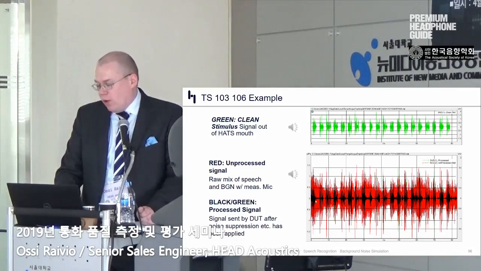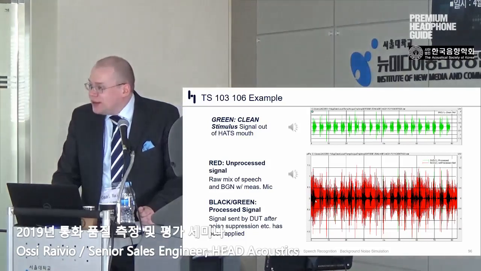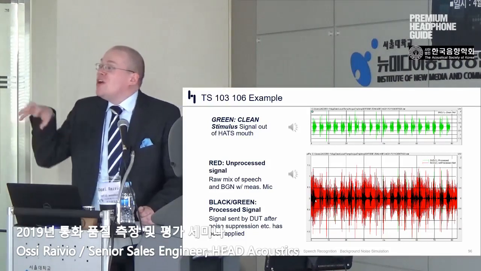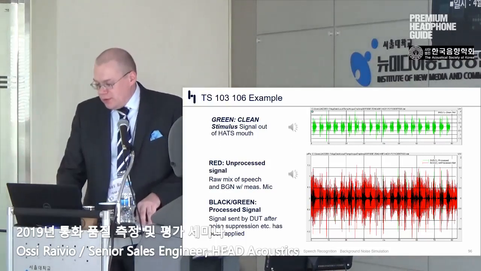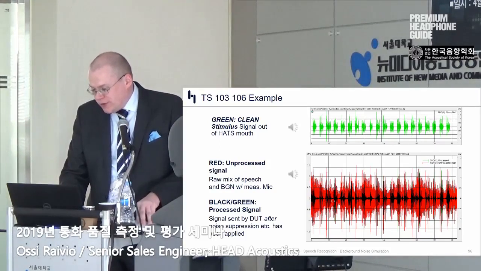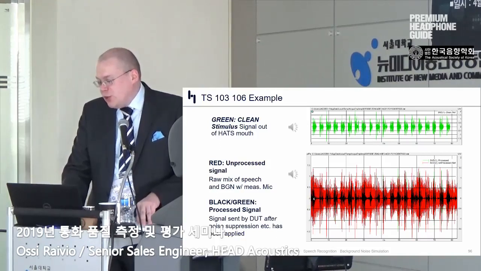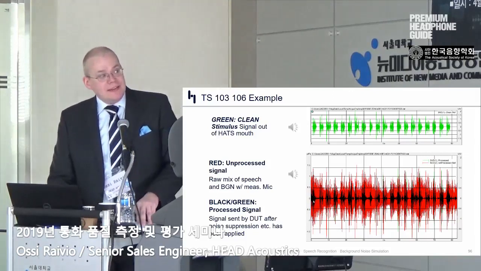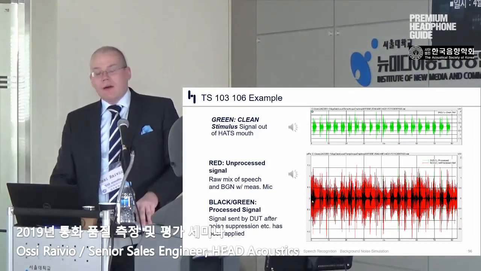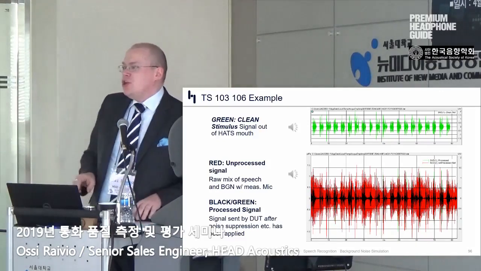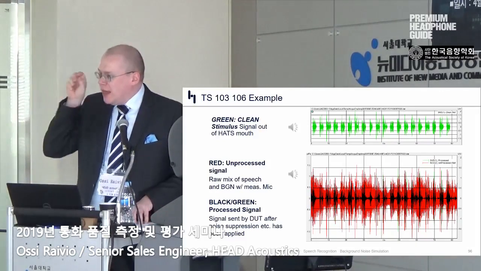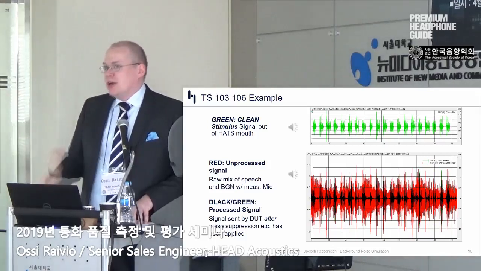But the black one on top of it is the speech and background noise after the noise canceller has been working with it. So you can very clearly separate the speech sequences. The speech is very clearly visible. There is some background noise remaining, but it's a huge difference between the unprocessed red signal and the processed black signal. There you can really see what the noise cancellers are capable of doing, how much they can reduce the noise from the signal but still keep the speech available.